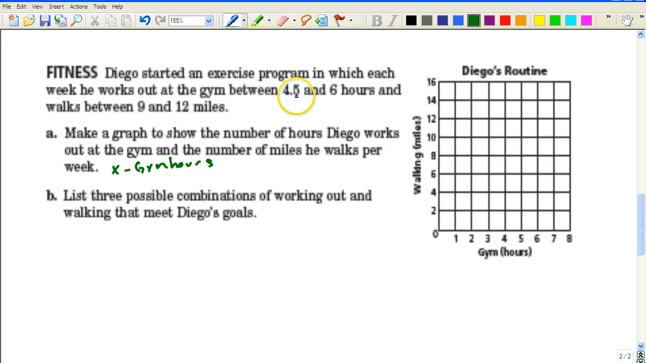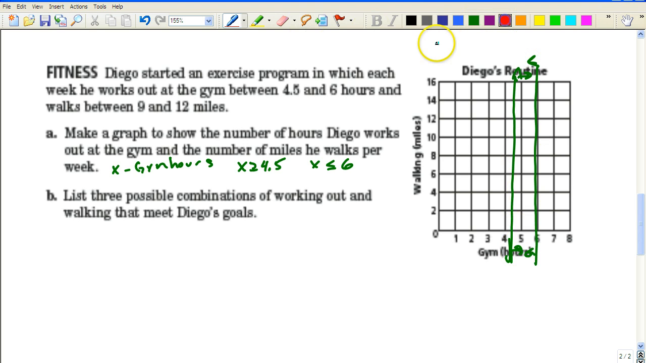We want to be between 4.5 and 6, so we want x greater than or equal to 4.5, and we want x less than or equal to 6, so we're going to graph those. 4.5, solid line, greater than, so that's going to be to the right, and then we want less than 6. So we're going to be squeezed between those two guys.